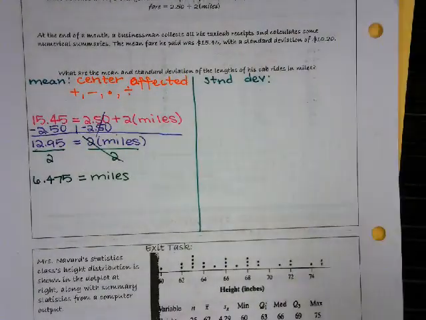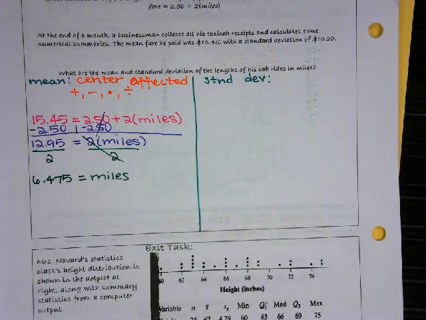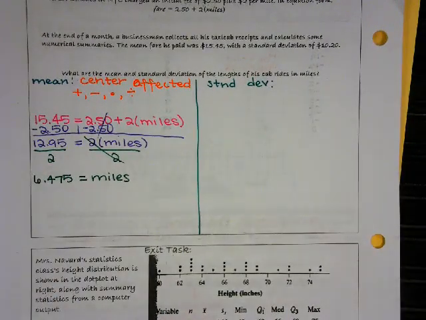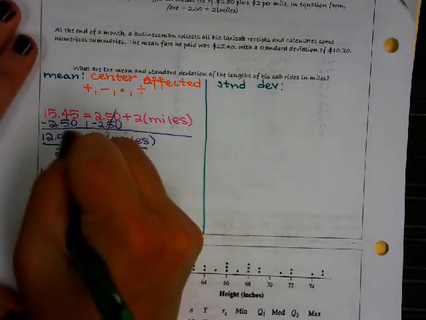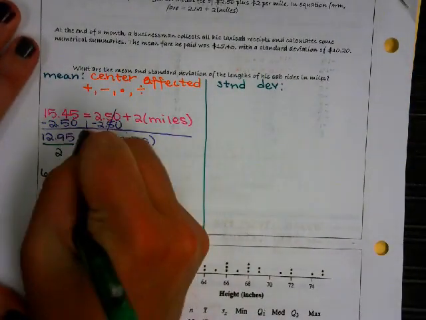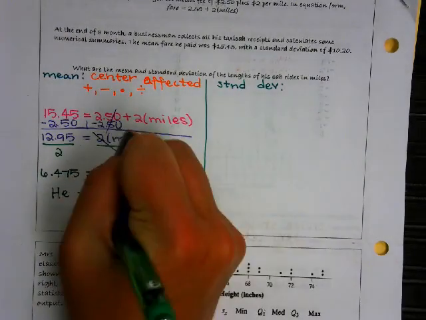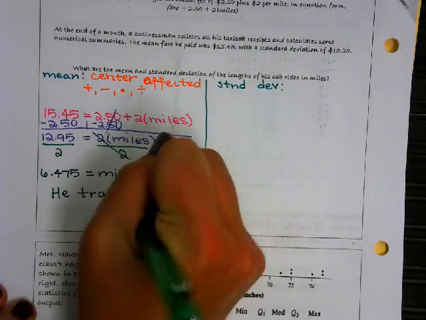That is the mean number of miles. So he doesn't have a name, so I'm just going to say he traveled 6.47 miles on average.